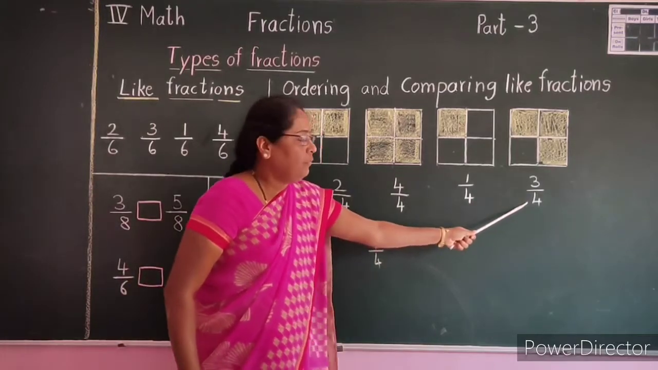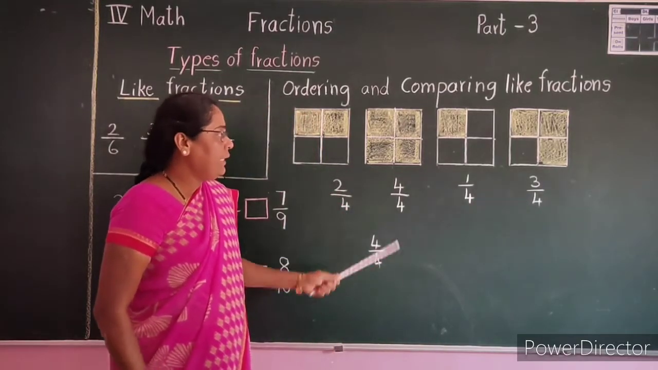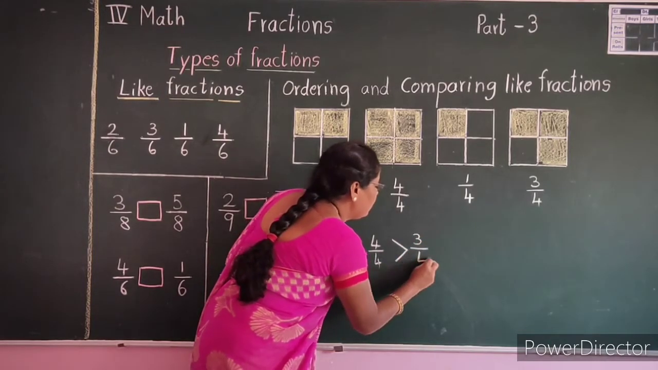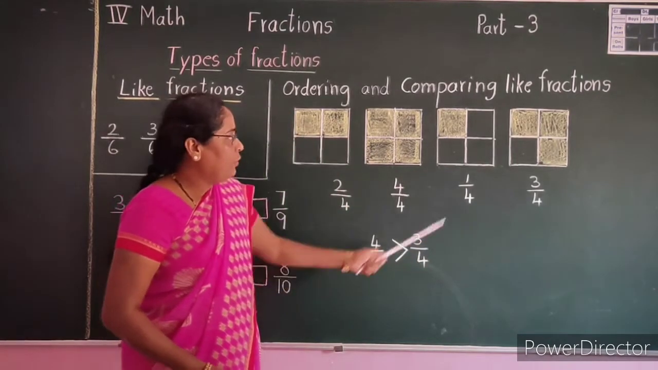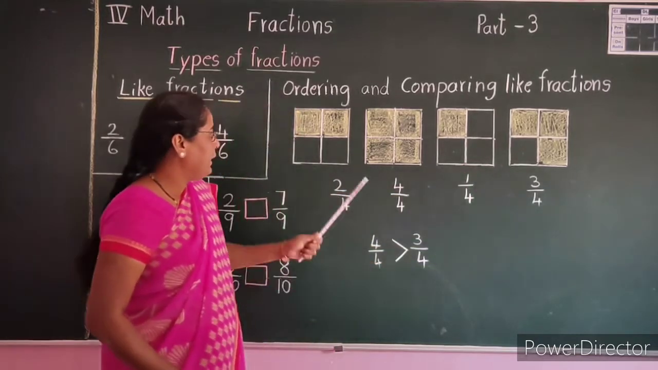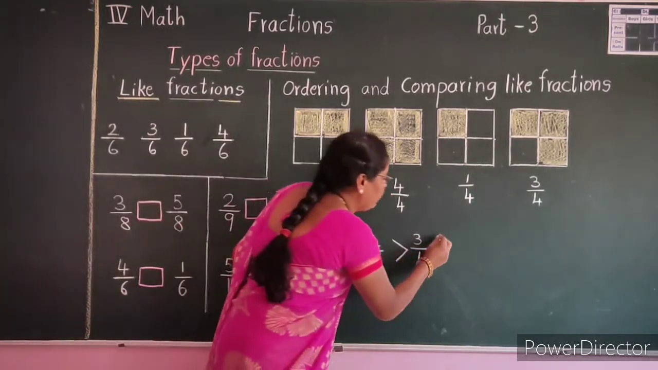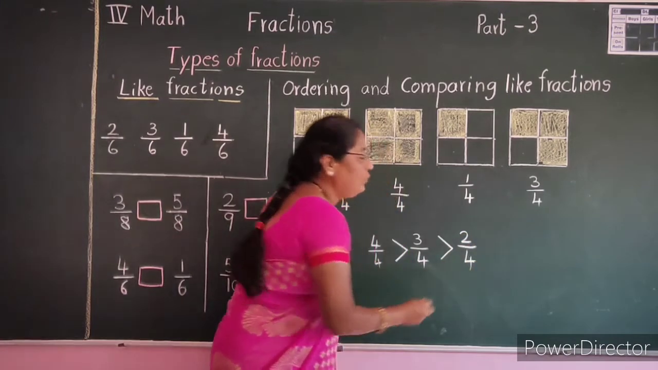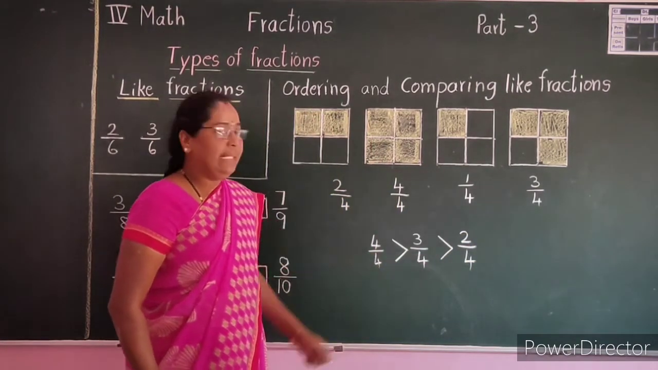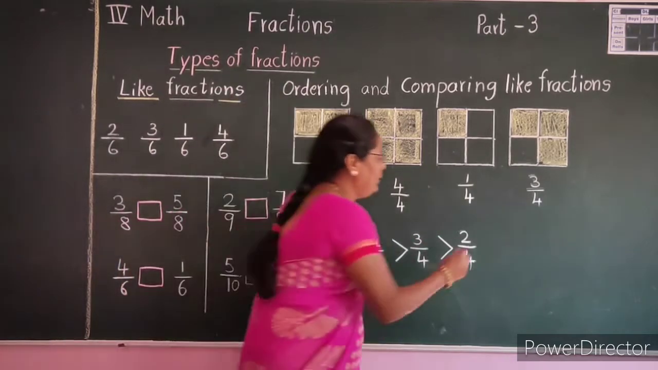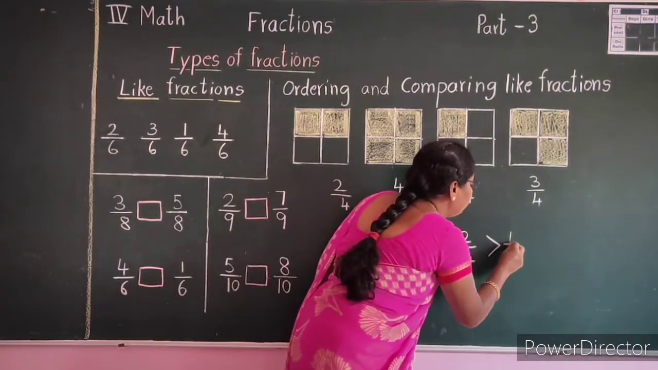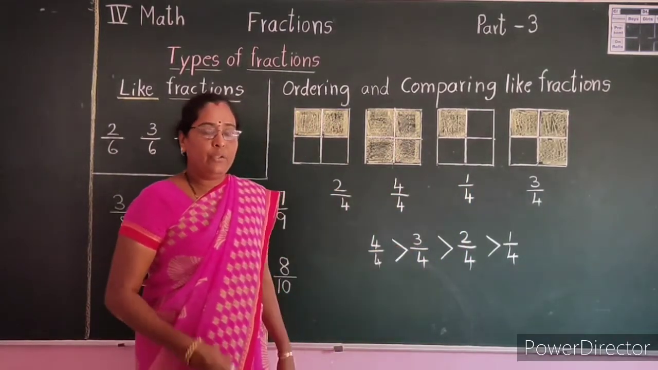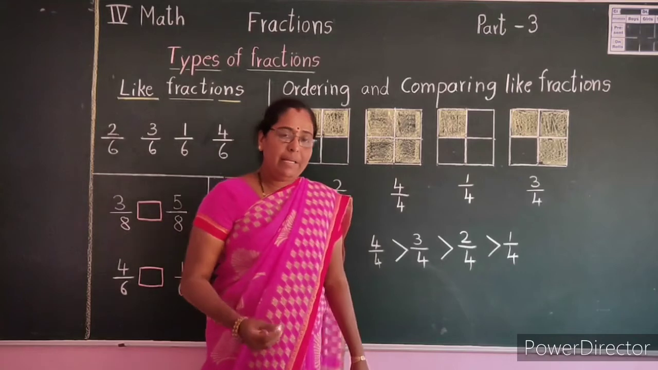3 by 4. 4 by 4 is greater than 3 by 4. 3 by 4 is greater than 2 by 4. 2 by 4 is greater than 1 by 4. When the denominators are the same, you compare the numbers in the numerator.